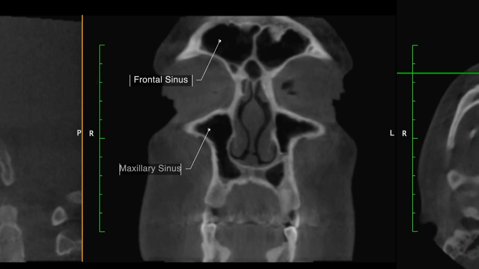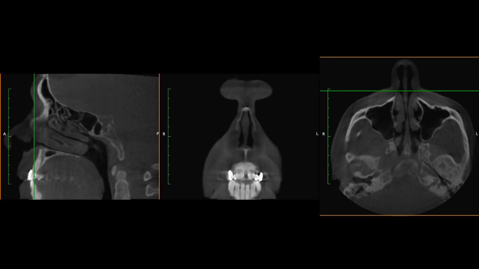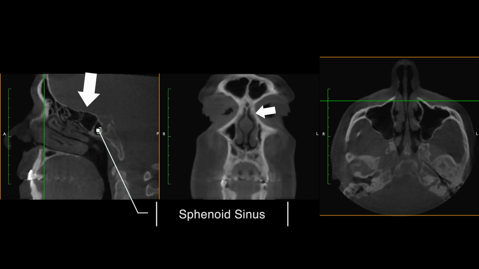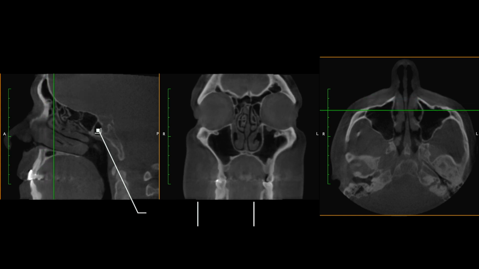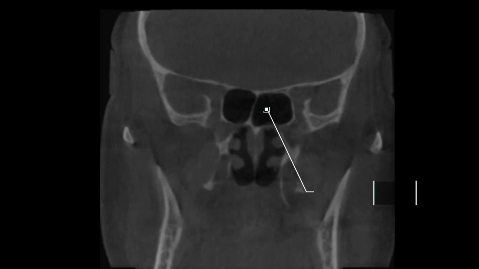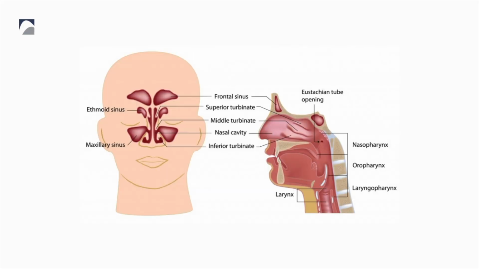The nasal sinuses appear as air or fluid-filled spaces on either side of the lateral walls of the nose. The superior septum extends all the way to the face of the sphenoid sinuses. Please note the position of the maxillary, frontal, ethmoid, and sphenoid sinuses in relation to the septum.